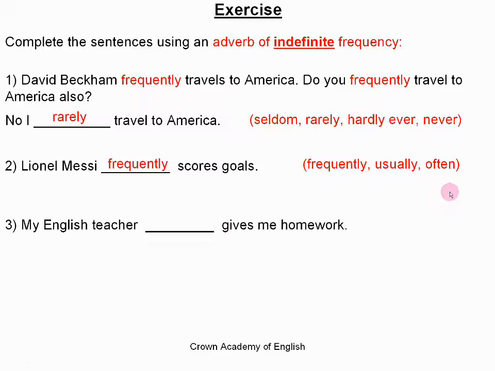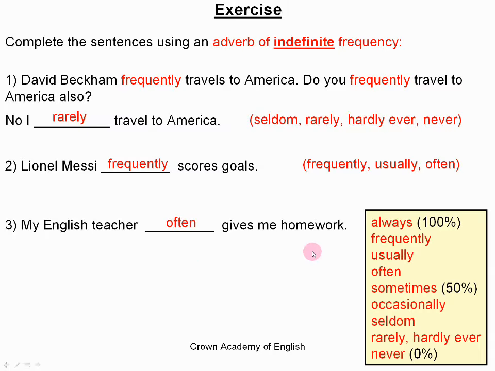Question 3. Well, this answer, it depends. It's for you to decide. I chose often. My English teacher often gives me homework. For this question, you could choose any of these adverbs. All of them would be correct. It depends on your English teacher. Okay?